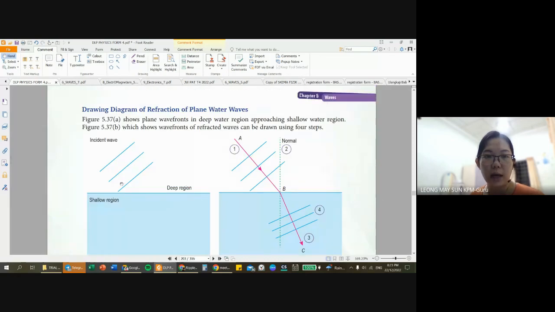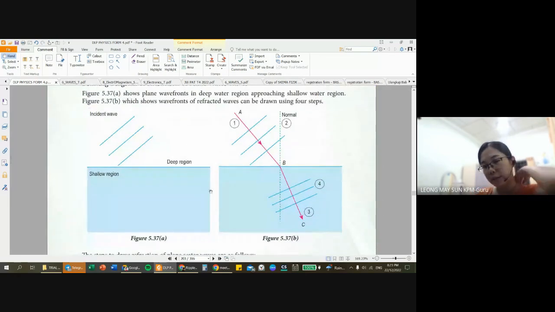Okay, so now, how to draw a diagram. Because this is online, I didn't really prepare much for this, sorry. If the question asks you to draw, number one, please remember what I mentioned. This is a wavefront. The distance between two wavefronts is what we know as the wavelength, lambda. The wavelength should be the same if it's in the same medium.